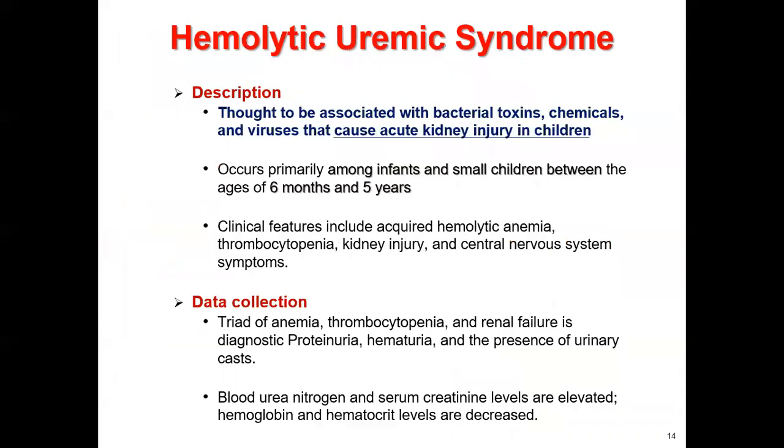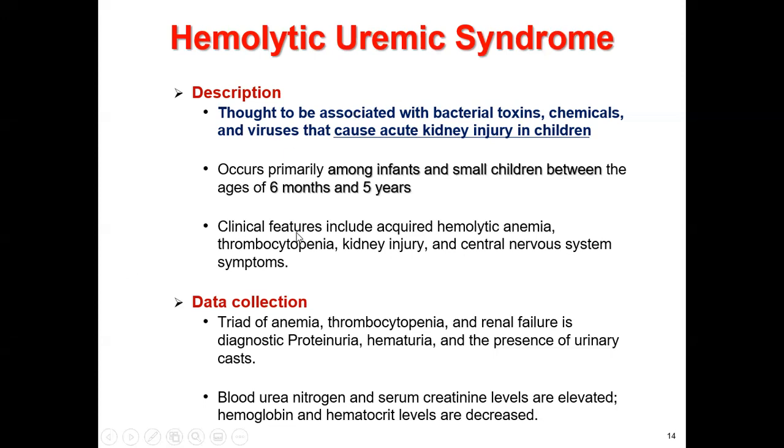So here, it is associated with bacterial toxin, chemicals, or virus that causes acute kidney injury or acute kidney failure, right? It occurs primarily among infants or small children between the ages of 6 months to 5 years. The peak incidence occurs in this age group, and they can develop acute renal failure.